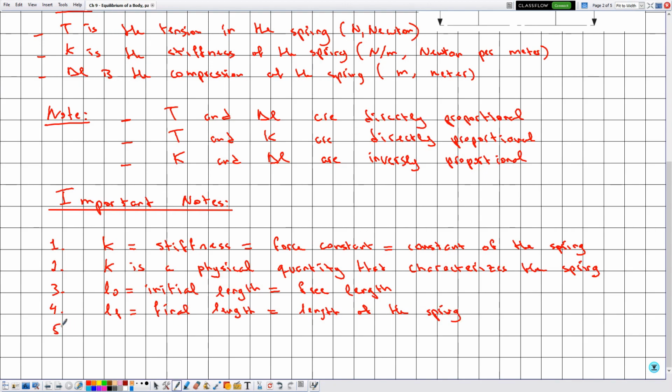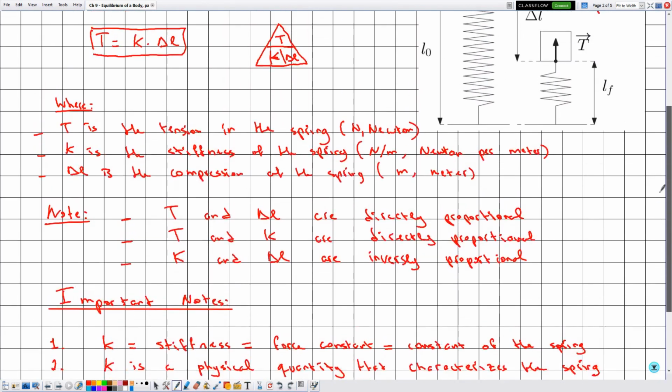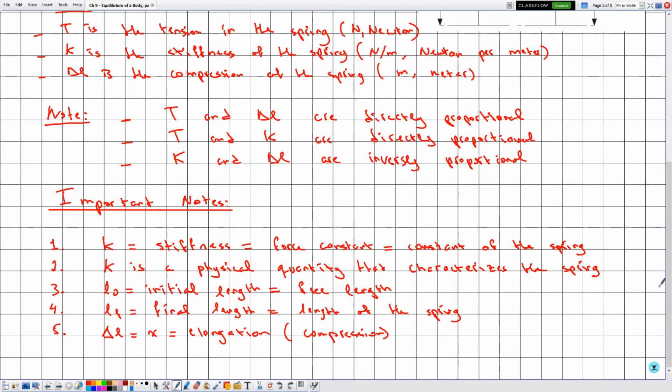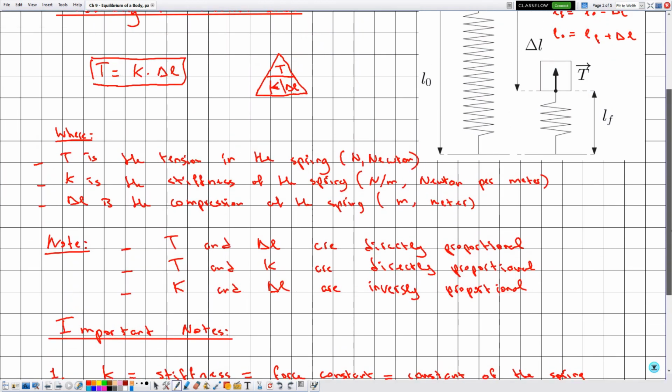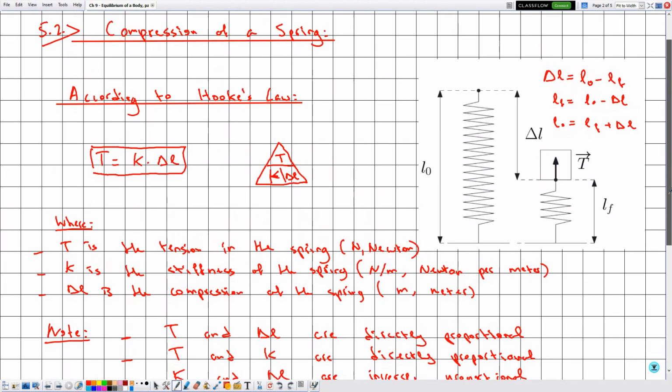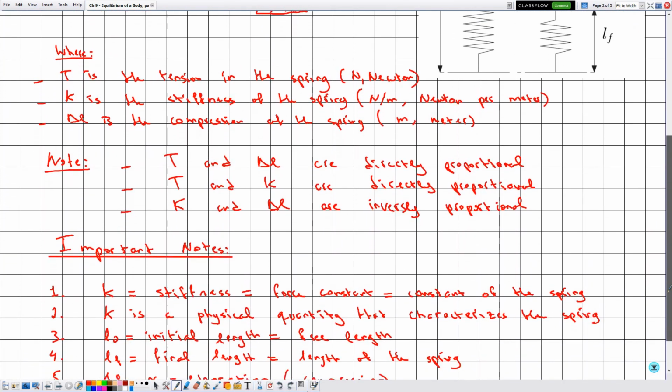And finally, delta L is sometimes denoted by X, which represents the elongation, and sometimes it's given as the compression if the spring is being fixed to a support like this. So these are the different notes that one can consider when discussing Hooke's law.